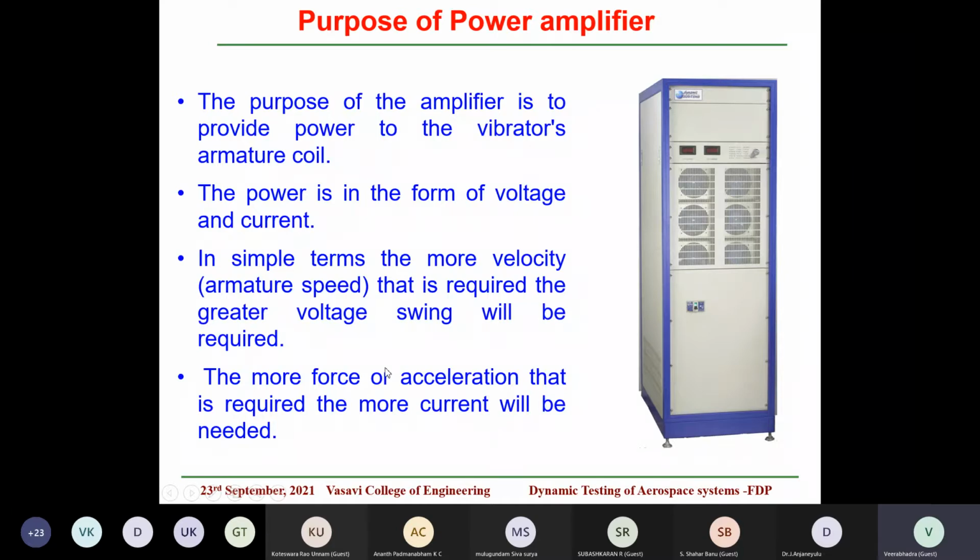The more force or acceleration you want, the more current you need. That is the basic design of the amplifier. The current rating of the amplifier is determined by the force rating of the shaker, and the velocity range of the shaker determines the voltage range of the amplifier. So these two are the designing factors.